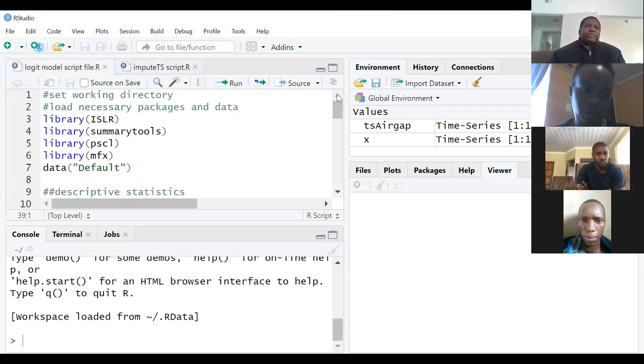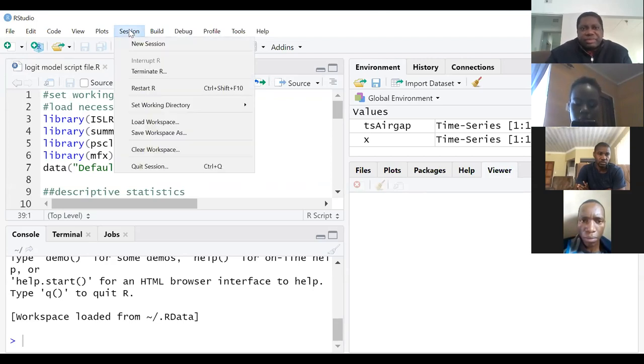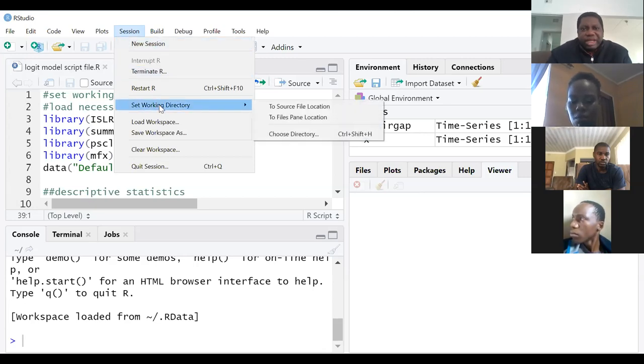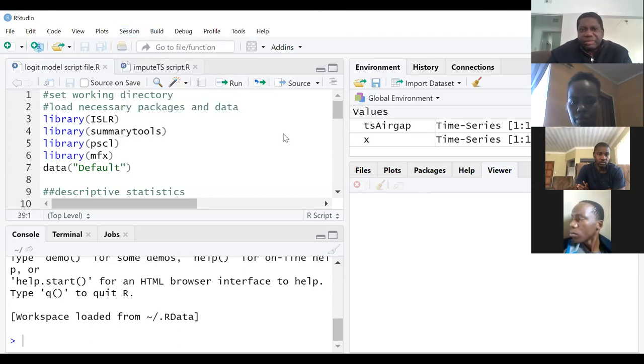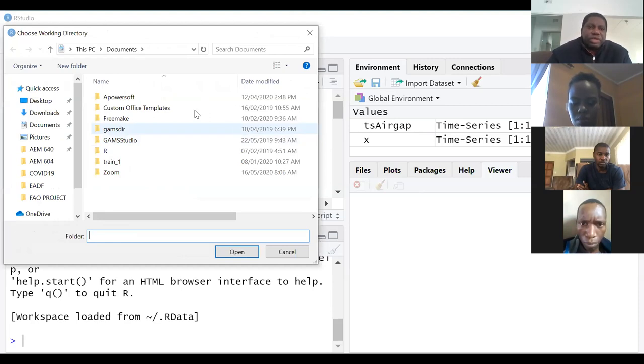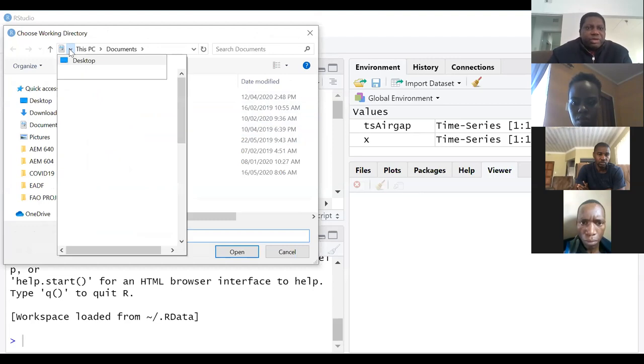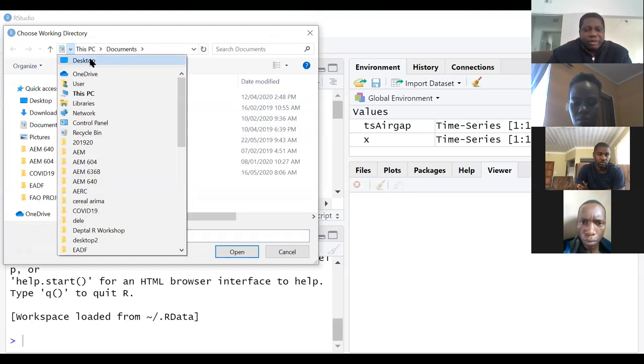So this is what I'm trying to say. Please pay attention because this is very, very important. I said you have to set your working directory. To set your working directory, you come here, Session, Set Working Directory, Choose Directory. It's better you have a folder you want to use on your desktop. You can see now I come to desktop here.